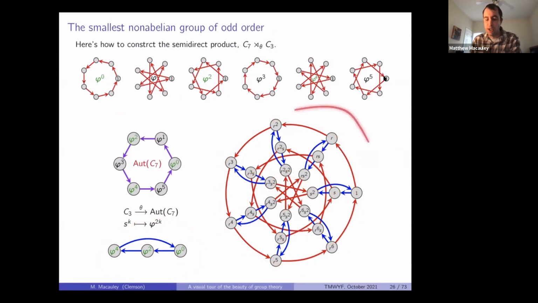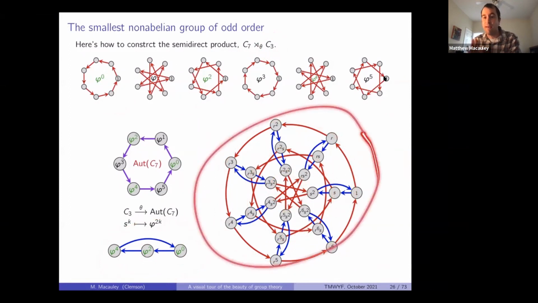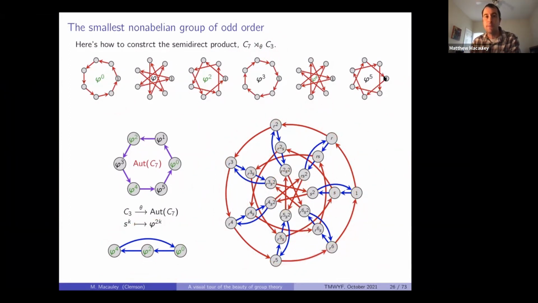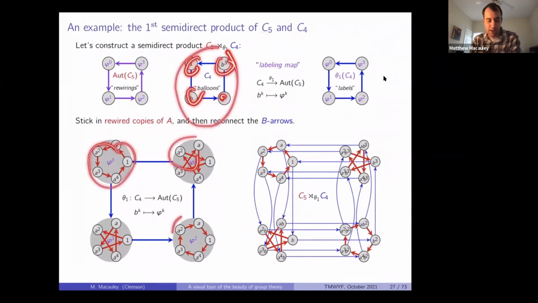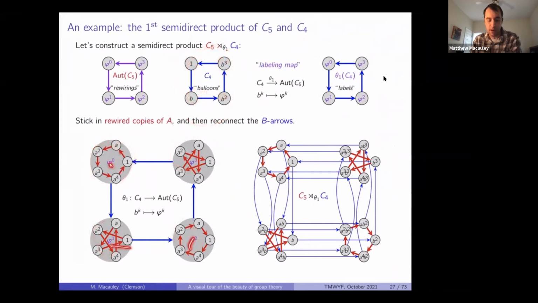My students do this on the homework for several different groups before they have any idea what a homomorphism is. In terms of automorphism, they just know it as a rewiring. It's like the doubling map or the tripling map. And so here's a construction of a semidirect product of C5 and C4. You take C4, you blow up these balloons like this, you stick different rewirings in here, and then you reconnect them up.